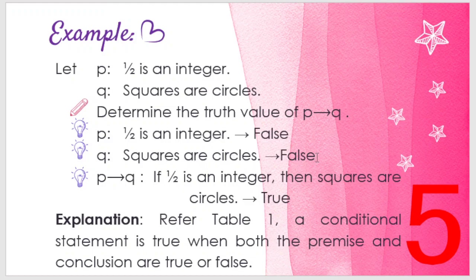So if we have a compound statement using the implication connective, we have here: if one half is an integer, then square are circles. So what I said earlier is that for the conditional, if both the hypothesis and conclusion are false, therefore our conditional statement will be true. That is why this compound statement is true. Alright? So that is the conditional.